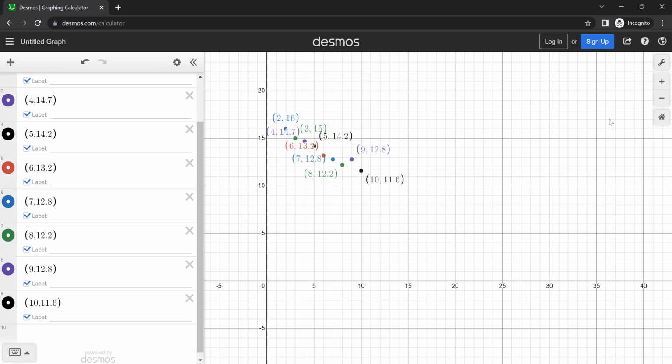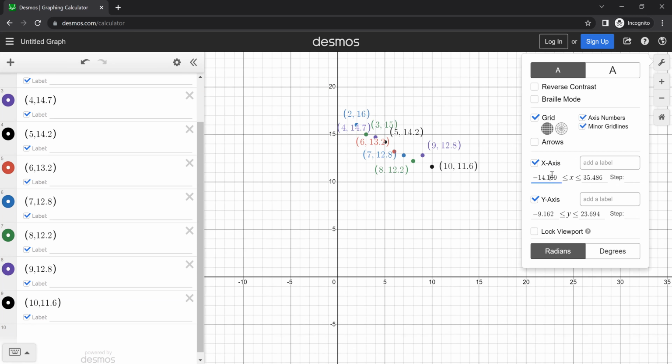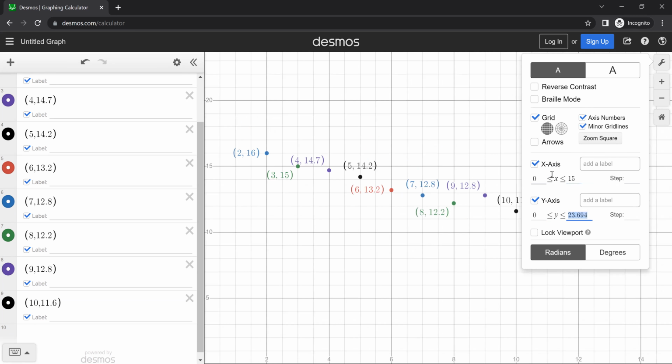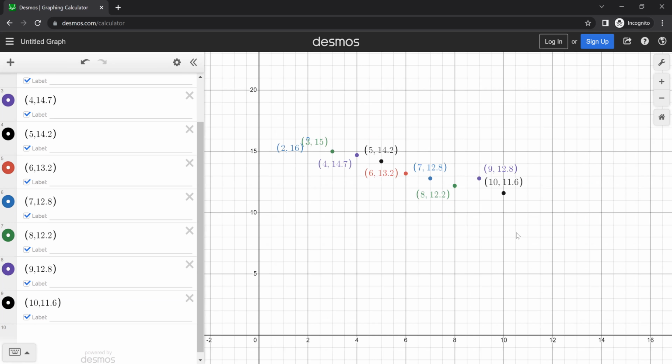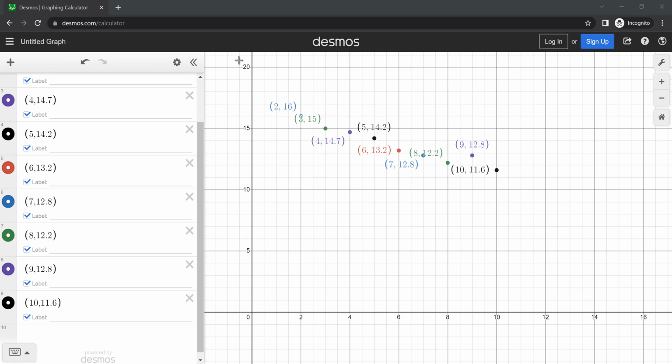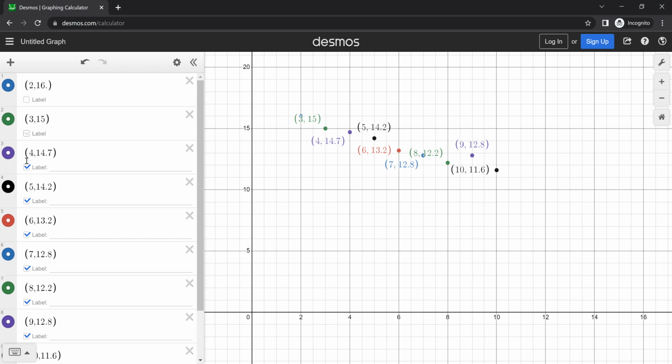All right, so let me affect the window here. Let's make this window a little tighter, 0 to 15, 0 to maybe 20. You're going to have to decide increments and stuff, but this has a general trend down. Hopefully you can see that. We do need to show it without the labels, and then I'm going to jump back to the screen. It'll help us with drawing a line of best fit.